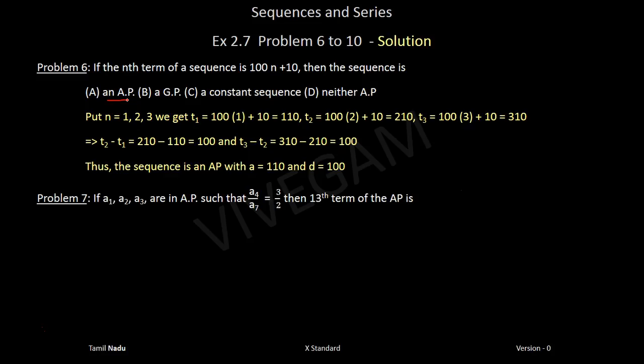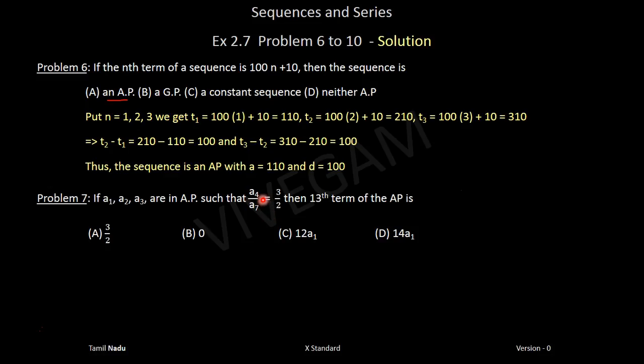So next one is, if A1, A2, A3 are in AP such that A4 by A7 equal to 3 by 2, then the 13th term of the AP is, they have given us a few options. How will we do this problem? So let's take A as the first term and D the common difference, and let's find the fourth term and the seventh term. So what's the expression for the nth term? The nth term is A plus n minus 1 into D.